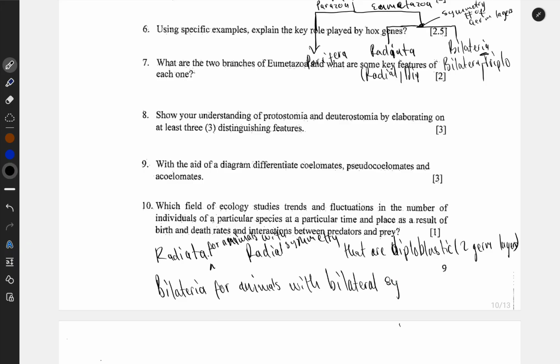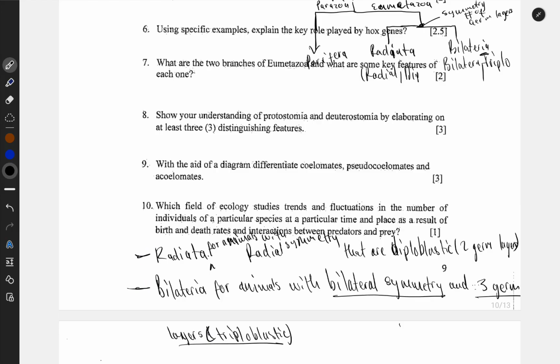Bilateria for animals with bilateral symmetry and three germ layers, which means they are triploblastic. Okay. Bilateria for animals with bilateral symmetry and three germ layers, which means they are also triploblastic.